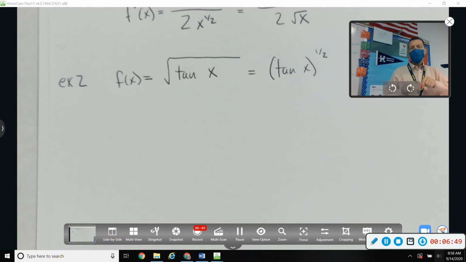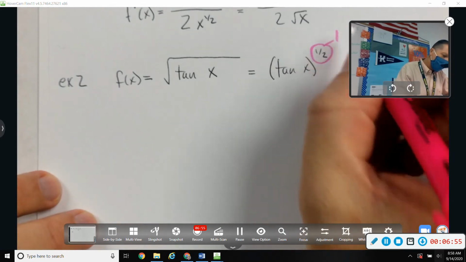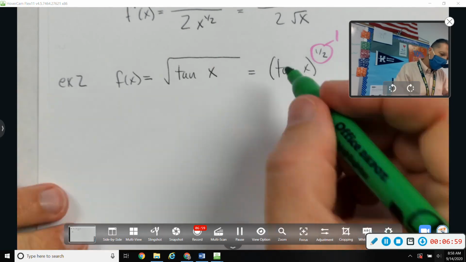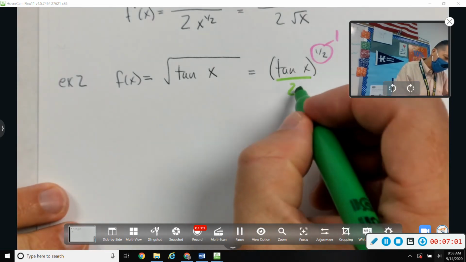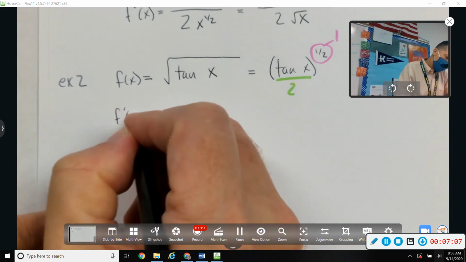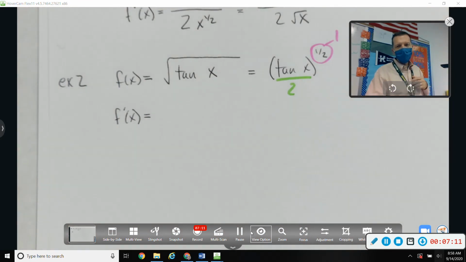And again, if you like to think ahead and sort of plan out the path you're going to take, the outermost thing is that power of 1/2, and then the inside thing we'll do next. That's the derivative of tangent. So why don't you try this one? Kind of laid it out for you.